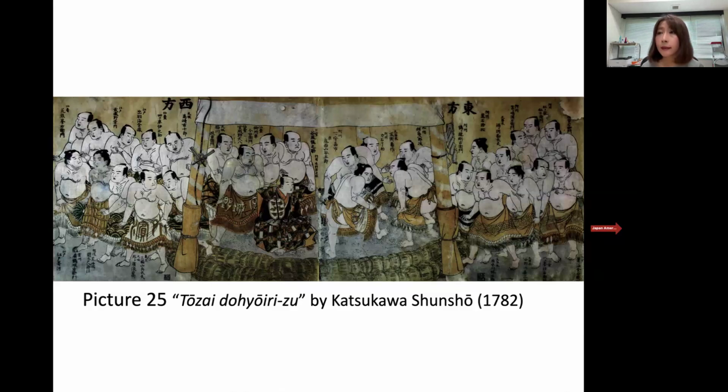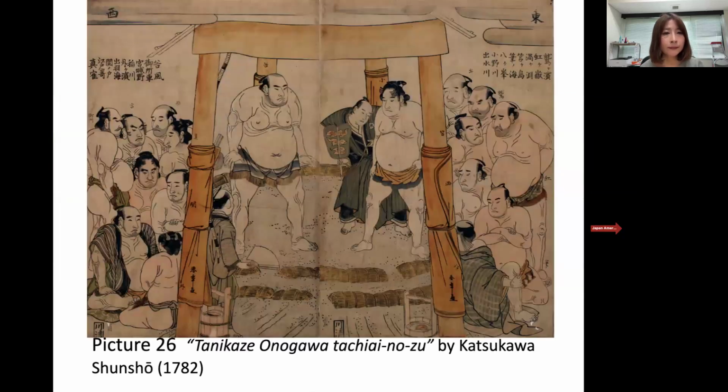The next, please. In the center of picture 26 are the two most famous wrestlers of this period, Tanikaze, on the left, and his rival Onugawa, on the right. On the left, the hulking figure of the veteran Tanikaze stands in contrast to the shorter stature of the upcoming Onugawa. While the difference in the physiques of the two wrestlers is clearly drawn, the depictions remain somewhat primitive.